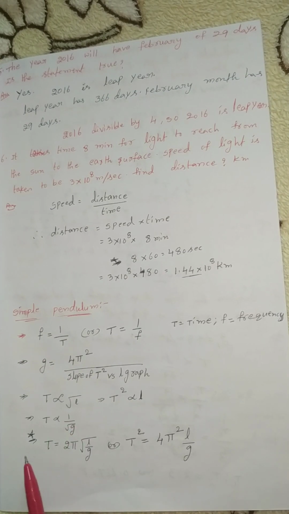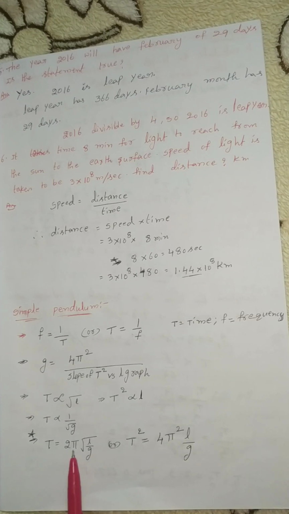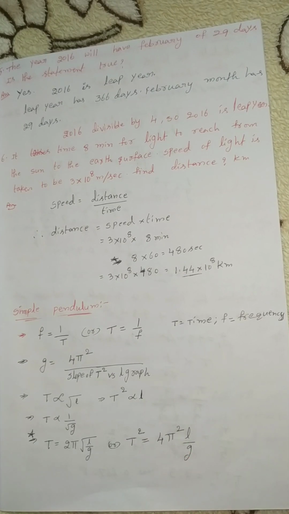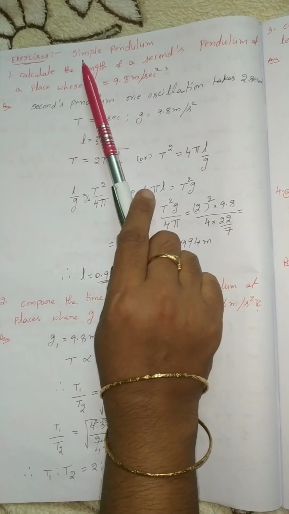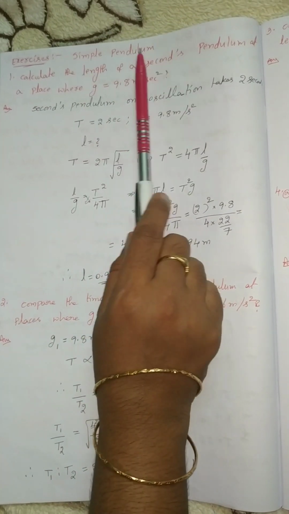So the formula for the relationship of T, L, G is T equal to 2 pi root L by G, or T square equal to 4 pi square L by G. These are the simple problems of the simple pendulum.